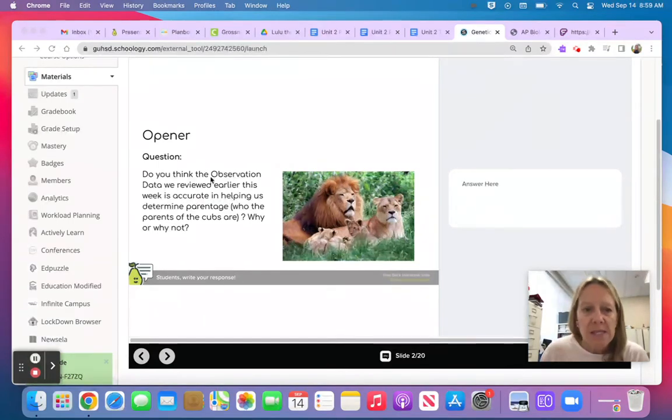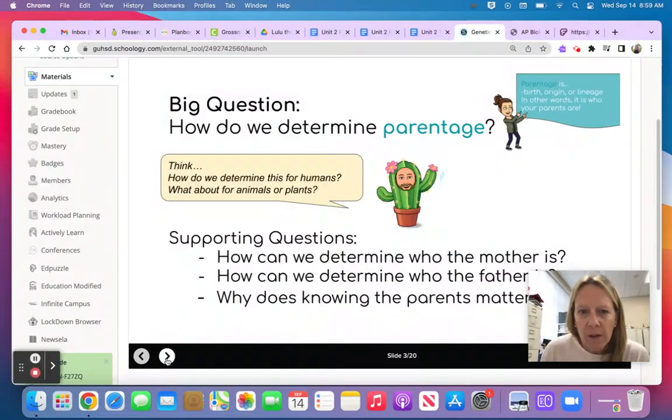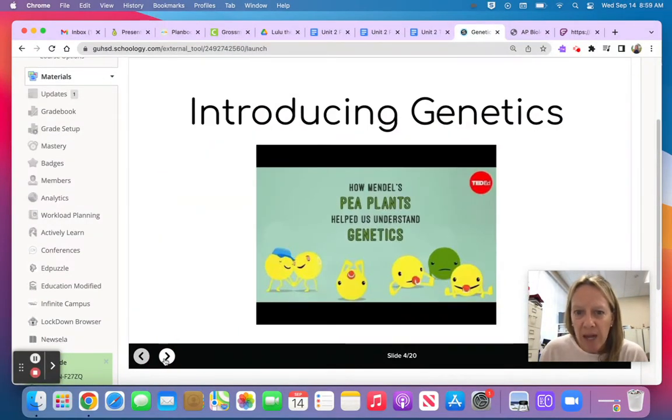So we started this lesson with, do we think that the observational data that we reviewed is accurate in determining parentage? So you can think about that. Was knowing where they were and seeing these lions in different places good enough to say who's the parent? We had a hypothesis for who the parent was. How strong do we feel about that? Our big question again is how we determine parentage, and we're looking at that.